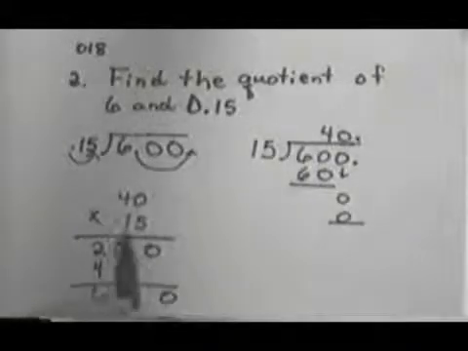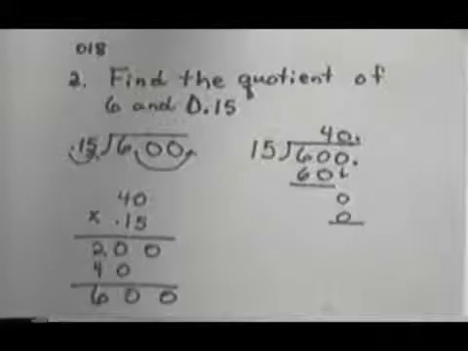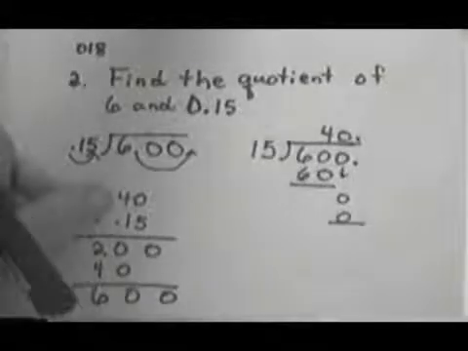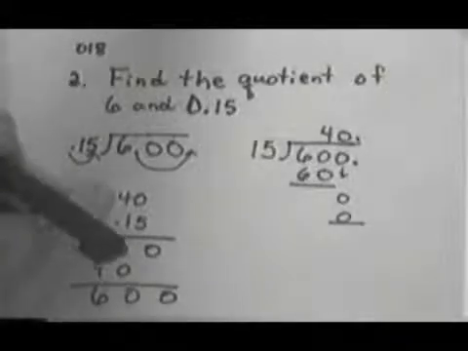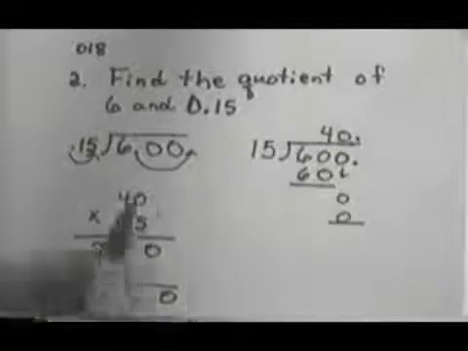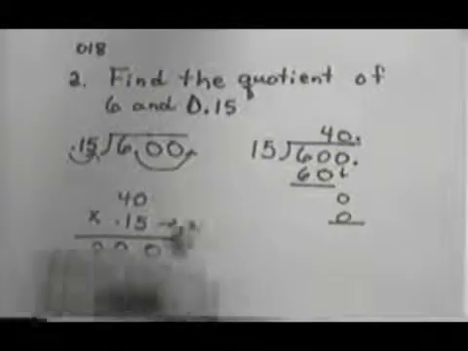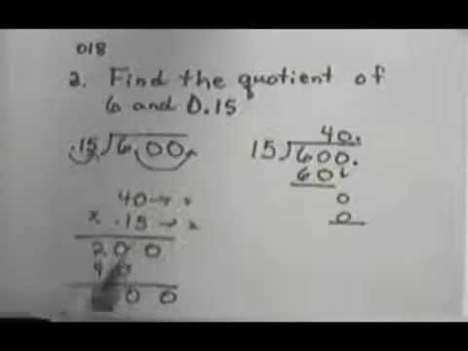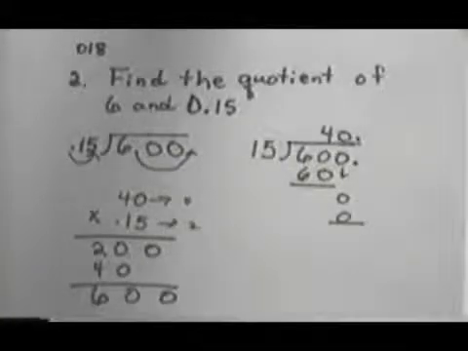None in the 40, 2 in the .15. Actually, that's supposed to be a plain 40 there. I accidentally made a little mark. So this one is supposed to have 2 decimal places, and this one doesn't have any. So my product should have 2.